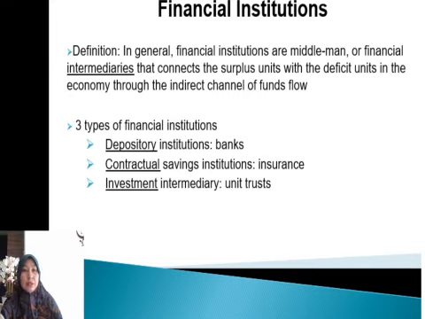There are three types of financial institution: depository institutions like a bank, contractual saving institutions like insurance, and investment intermediaries like a unit trust. Unit trust institutions are also financial institutions, like ASB, PNB, Permodalan Nasional Berhad. They are a body that supplies unit trusts for investment.